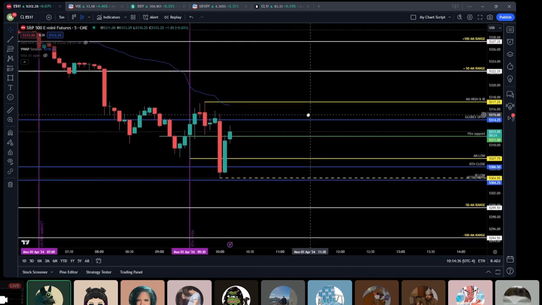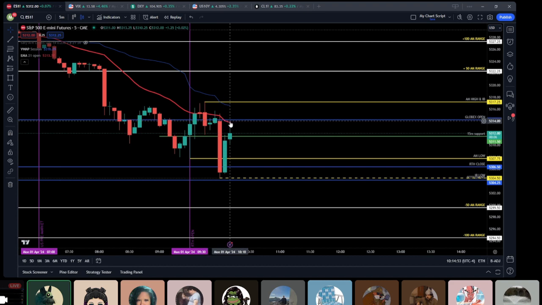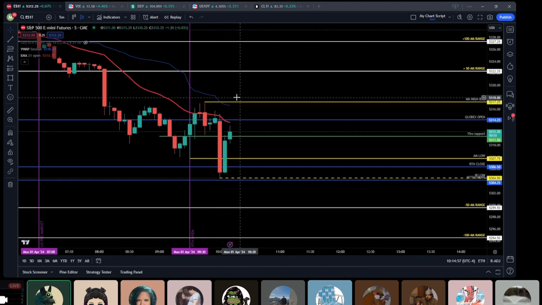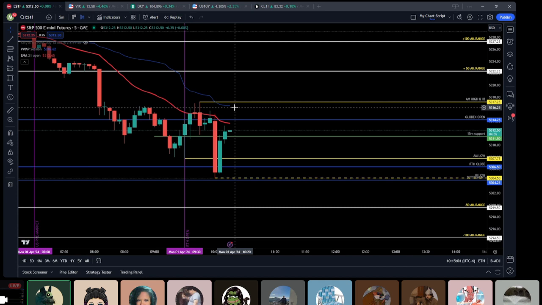But having these lines initially helps with confluence. Right here we have VWAP, the AM high, and currently also the initial balance high, all within a couple of ticks of each other. And probably the 21 EMA is right here. So in this 3-point window, we have several strong lines of price interest that are going to be traded.